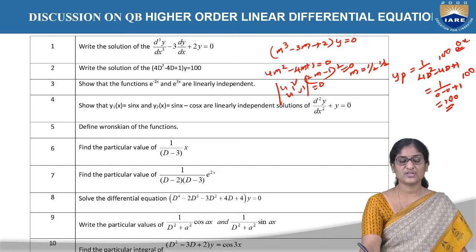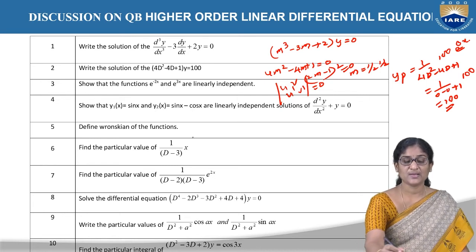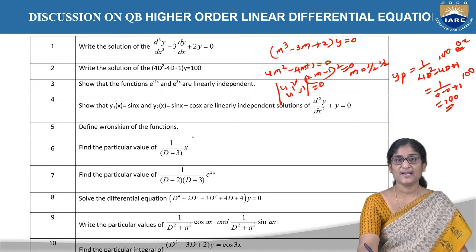Going to the fourth question, it says show that y1 of x, which is equal to sin x, and y2 of x is equal to sin x minus cos x, are the independent solutions of d square y by dx square plus y is equal to 0. This can be obtained by again assuming u and v and taking the Wronskian function of these two, and you can say that these are independent of each other.